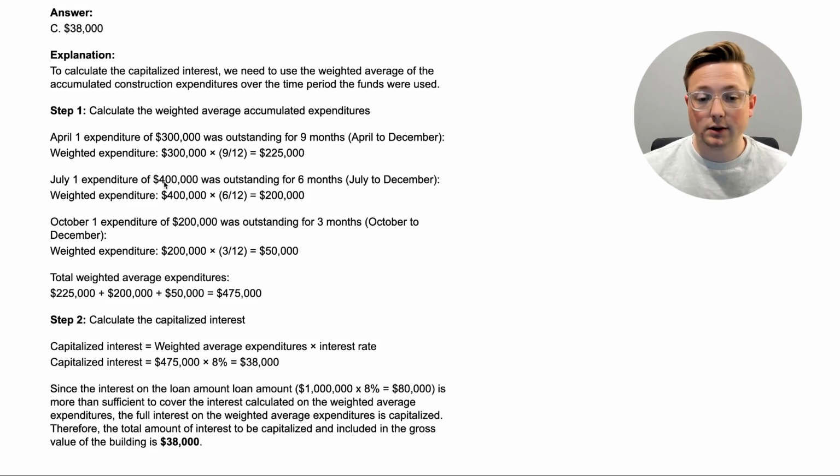Now for July 1st, there was $400,000. It was outstanding for 6 months from July to December. If you multiply 6 divided by 12, because that's how many months of the year it was outstanding, by the $400,000, that gives you, obviously that's 50%. So that's $200,000 of this July 1st expenditure.